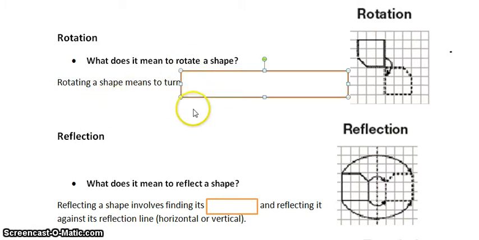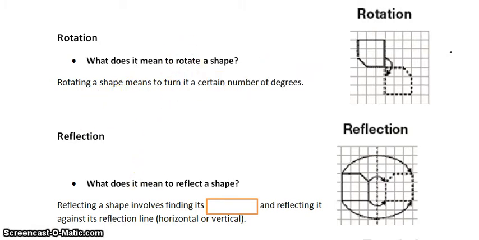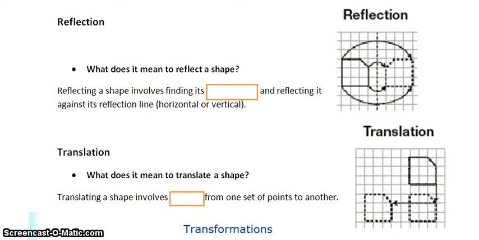Okay. Well, rotating a shape means to turn it a certain number of degrees. Okay. So you need to know that. Here's a picture. So this was the original, and it's been rotated around to look like this. Okay. What is a reflection? Well, what does it mean to reflect a shape? If you think about a mirror, reflecting a shape basically involves finding its mirror image against a reflection line, which is usually horizontal or vertical.